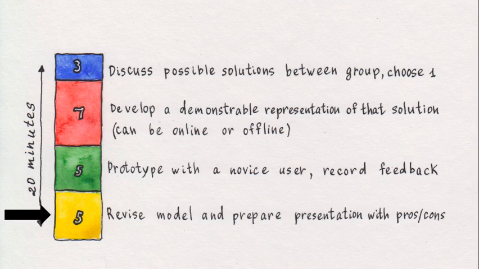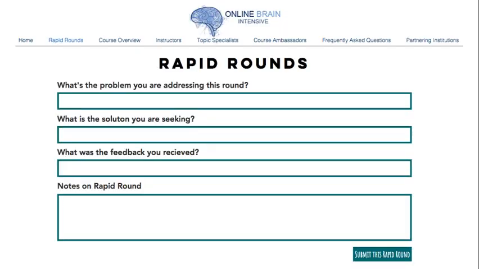And then fifth, right after you've gotten that feedback, revise the model that you've developed and make a very small presentation. For most of the times I use this method, it's just bullet points of the pros and cons, what went well and what went wrong. Once you've got that, you can go ahead and do another 20-minute round on that issue, or you can move forward and start with another aspect.